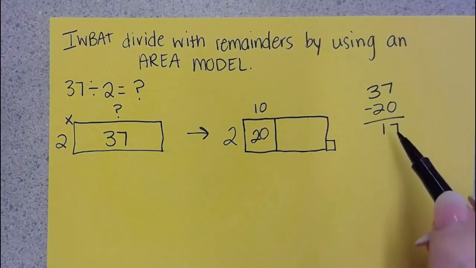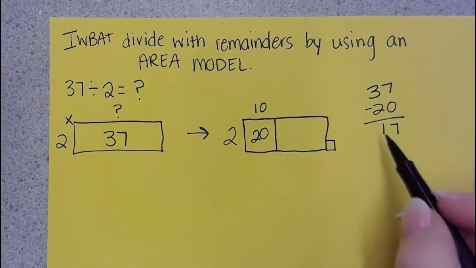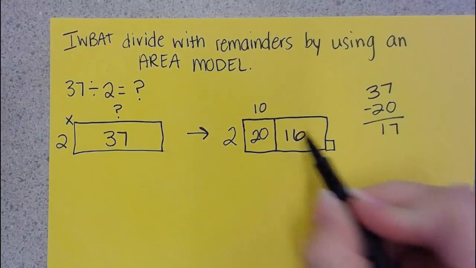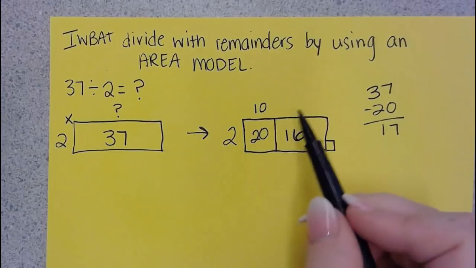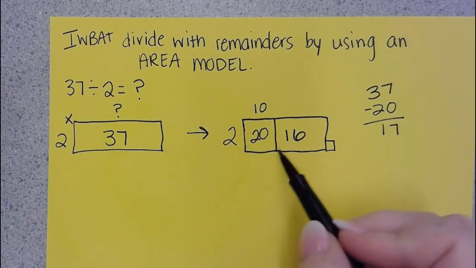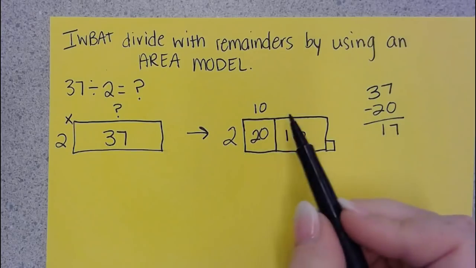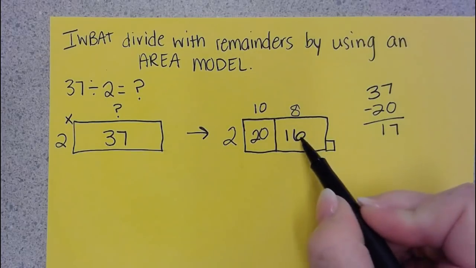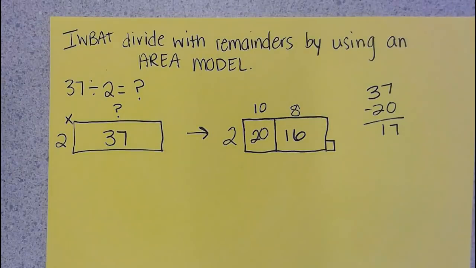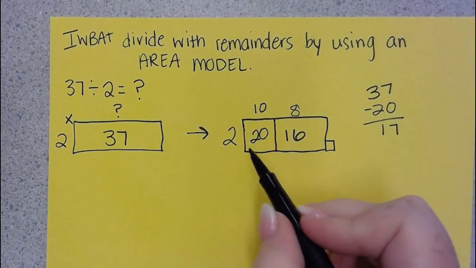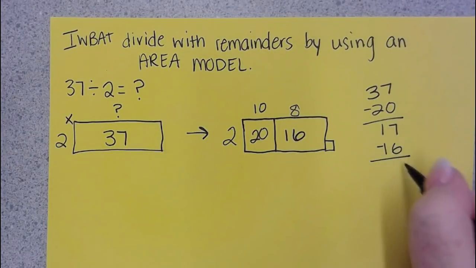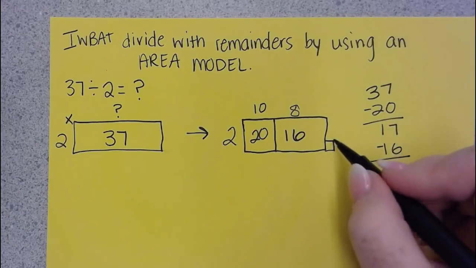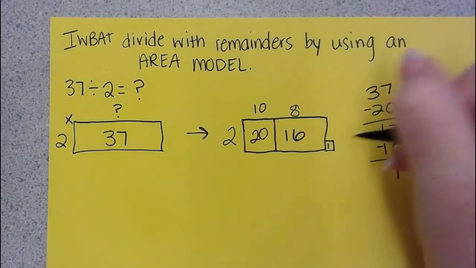Now 2 will not go into 17 equally, but 2 will go into 16 equally, correct? Alright, so now I'm going to think 2 times what, or 16 divided by 2, either way you think, is going to give me what? So 2 times 8 is 16, or 16 divided by 2 is 8. Alright, and so 20 plus 16, that gets me to 36. Alright, and I take those 16 away, I just represent it here, and I'm going to be left with 1. So that means that my remainder, this little guy that's left over, is 1.